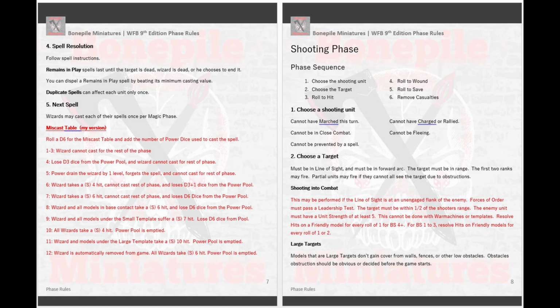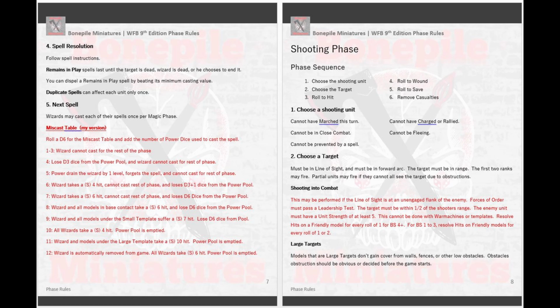Now it's starting to get pretty bad. For number 9, wizard and all models under the small template suffer a strength 7 hit, lose d6 dice from the power pool. Number 10, all wizards take a strength 4 hit and the power pool is emptied.